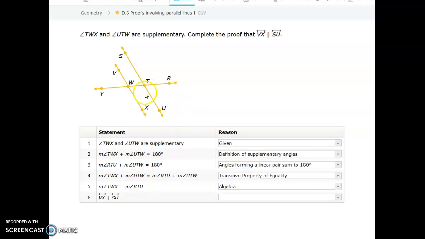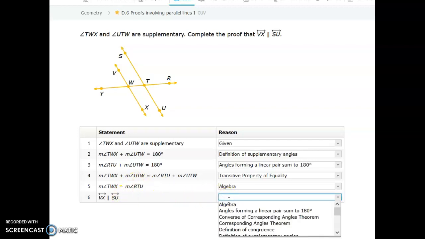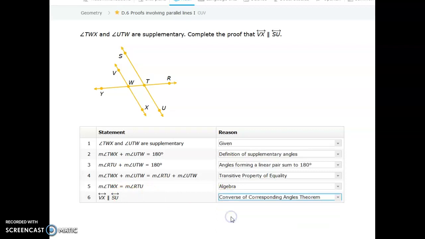We're noticing that the angles are corresponding. We also notice or know that the angle measures are equal because of line 5. So we can therefore say that the two lines are parallel. So the reason for this one is going to be the converse of the corresponding angles theorem. We'll go ahead and submit this one.